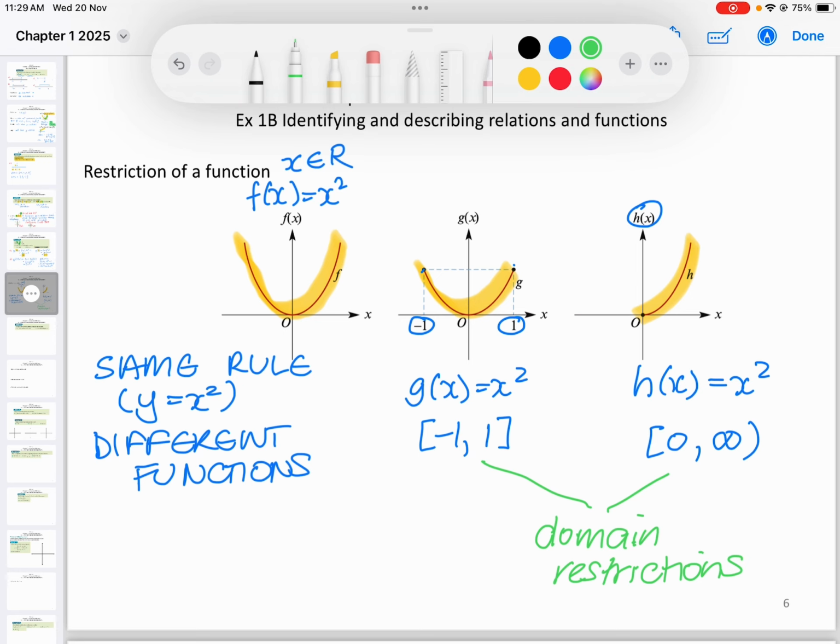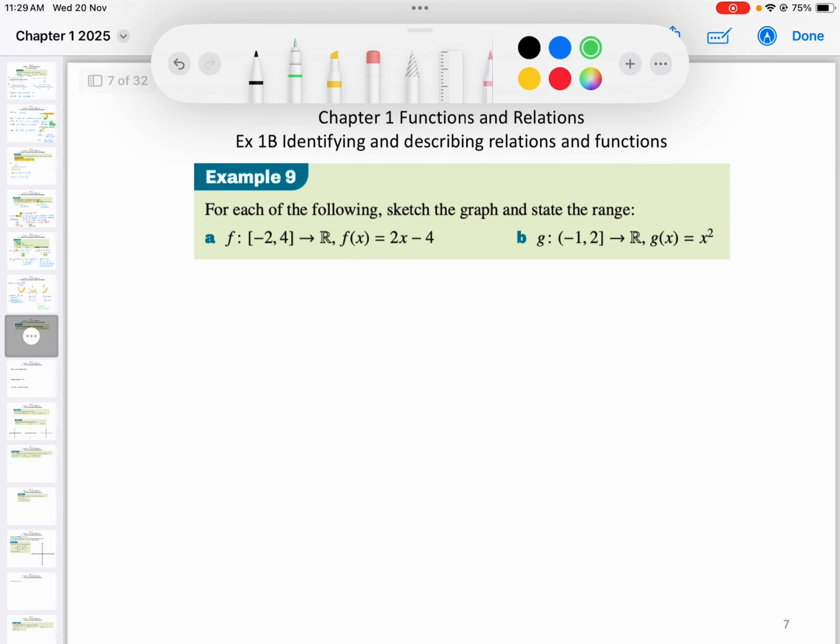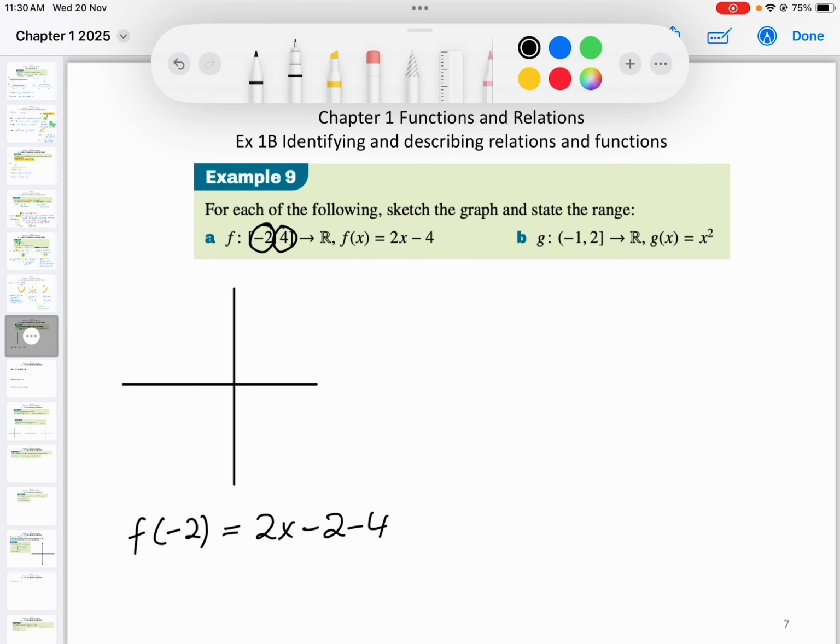So let's have a look at some other functions, and we're going to graph these functions with a restricted domain. So we'll draw up our axes. The endpoints here are at -2 and 4. So the first thing, f of -2 is 2 times -2 minus 4, which is -8. F of 4, let's replace x with 4.